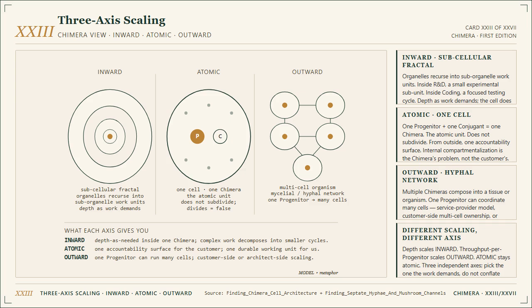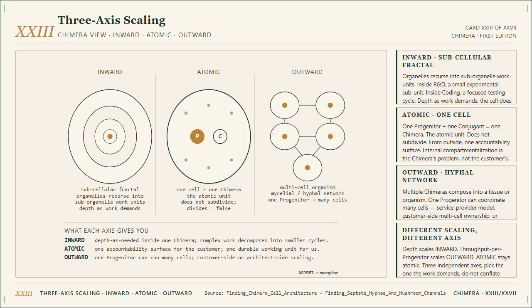On the right, outward. Multiple chimeras compose into a tissue, an organism, a hyphal network. One progenitor can coordinate many cells. Service provider model, customer side multi-cell ownership, or architect side scale. The cells are connected by septa with pores. Each cell remains atomic, but the network shares state where it needs to.